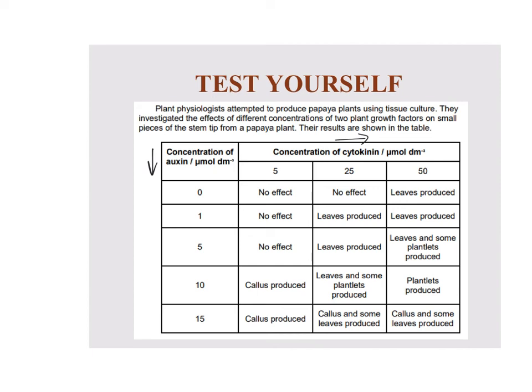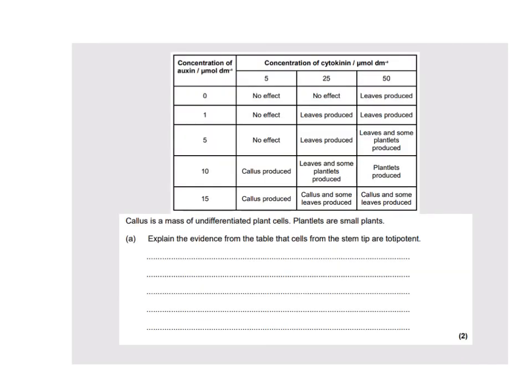We're trying to grow different parts of plants using tissue culture. A callus is a mass of undifferentiated plant cells, whereas plantlets are small plants. Explain the evidence from the table that the cells from the stem tip are totipotent. Use your knowledge. Think back to what totipotent means. Have a go at this question. It's 3 minutes, so pause and then play again when you're ready for the next one.